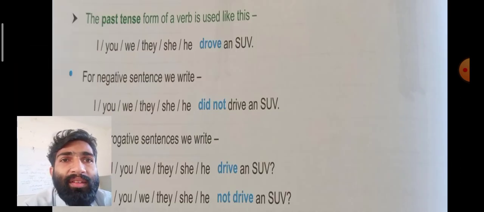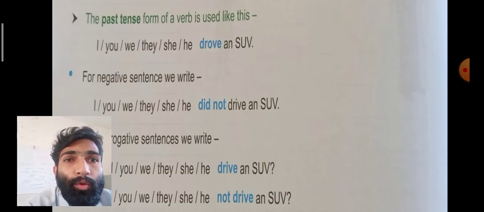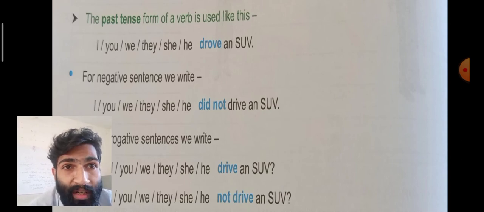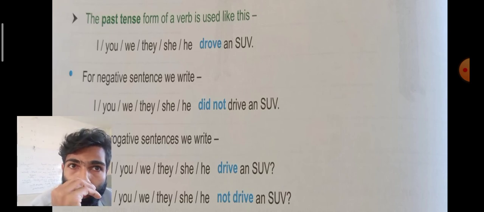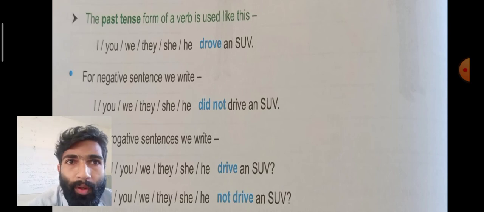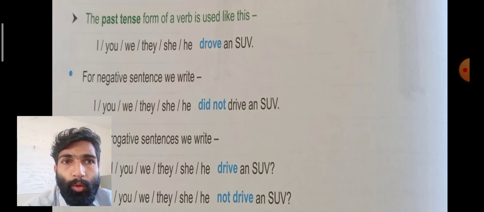Next, the past tense form of a verb is used, like I drove. Past tense of drive is drove. So I drove an SUV, you drove an SUV, we drove an SUV, they drove an SUV, he drove an SUV, she drove an SUV. For he and she it is also the same, drove, in past tense.